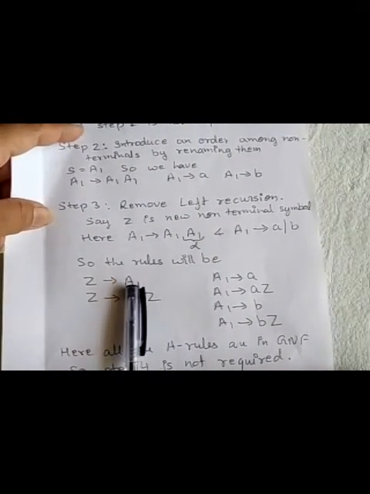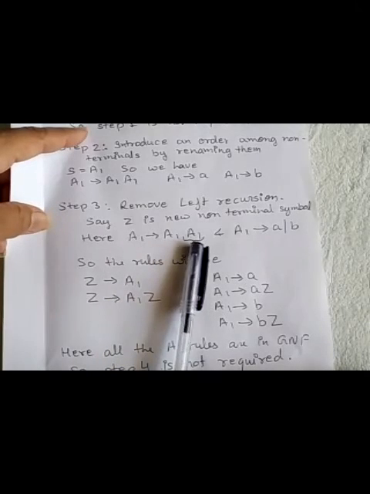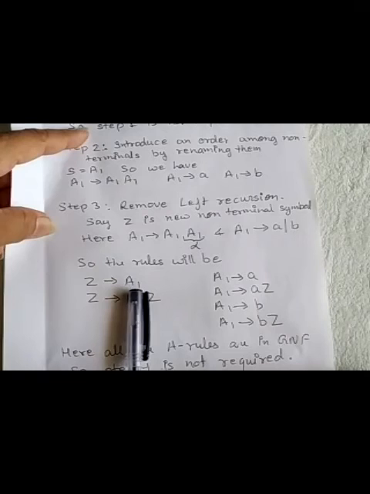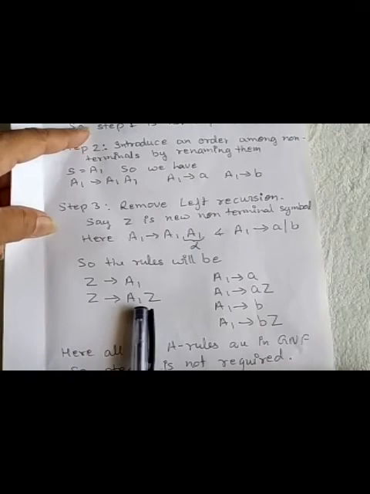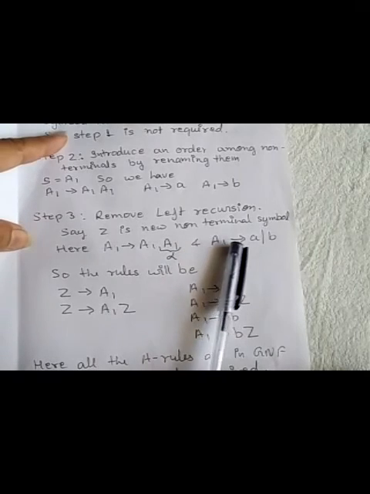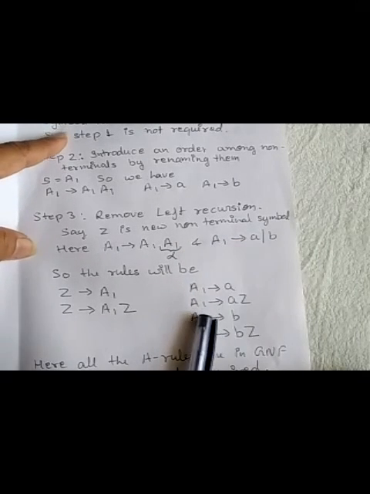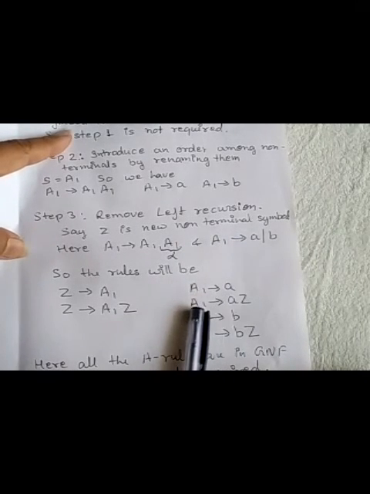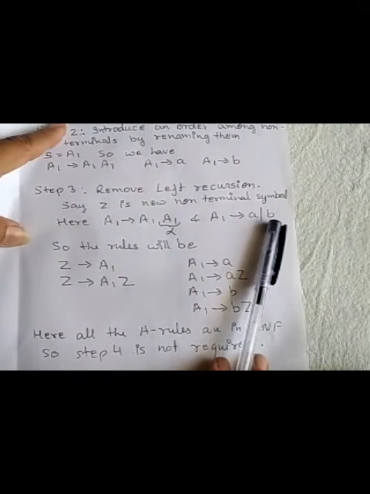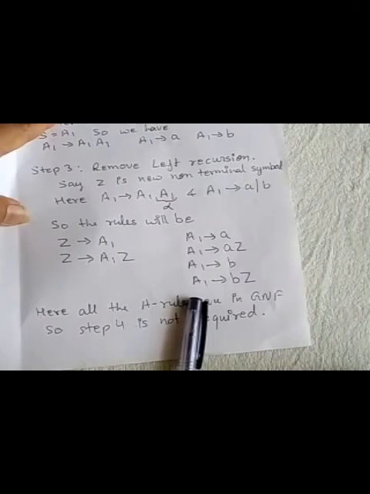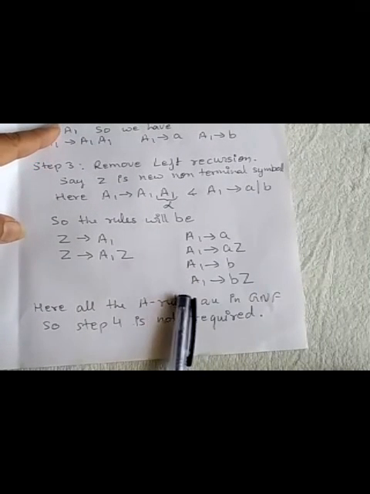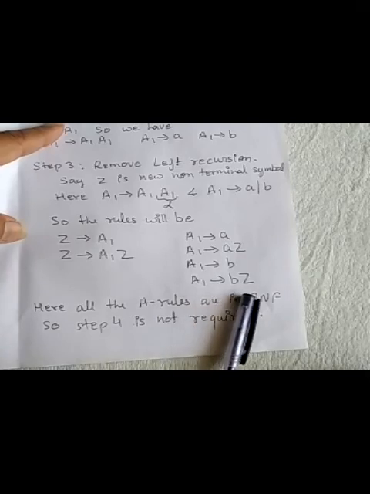Z tends to alpha, where alpha is this A1. So the rules will become Z tends to alpha and Z tends to alpha Z. For these rules, A1 tends to A, we have A1 tends to A and A1 tends to AZ. Second is A1 tends to B. Then we will have A1 tends to B and A1 tends to BZ.